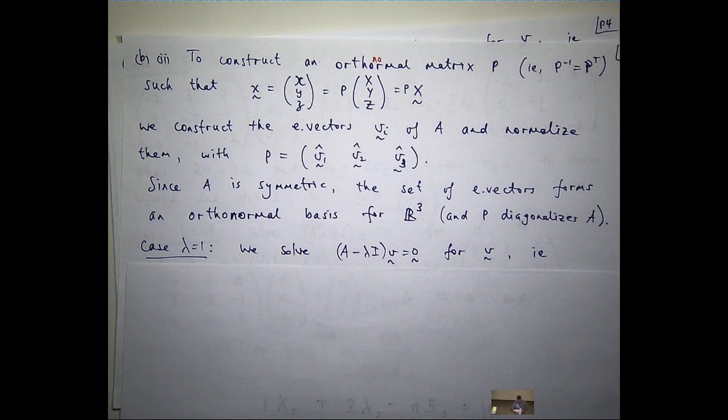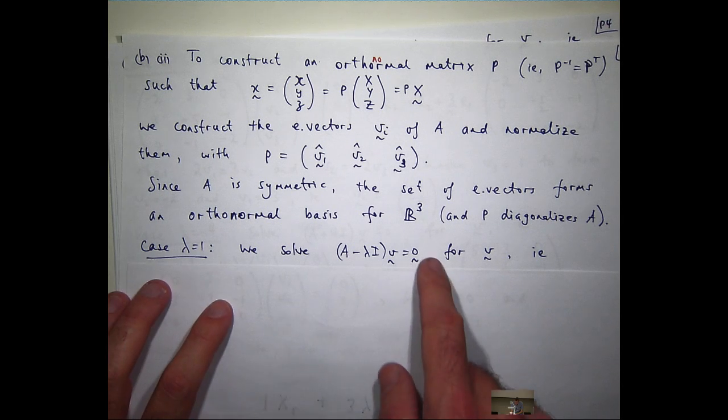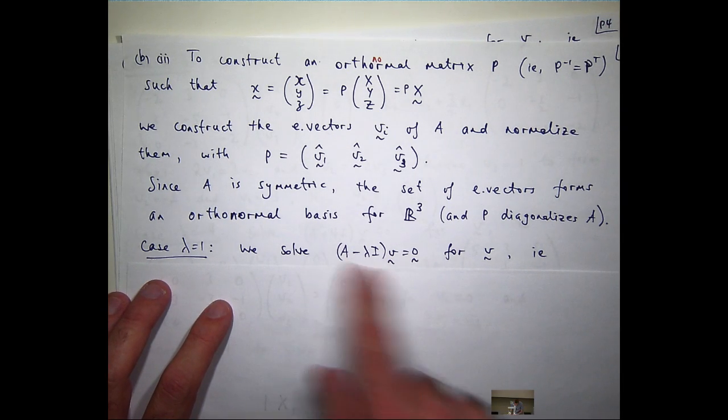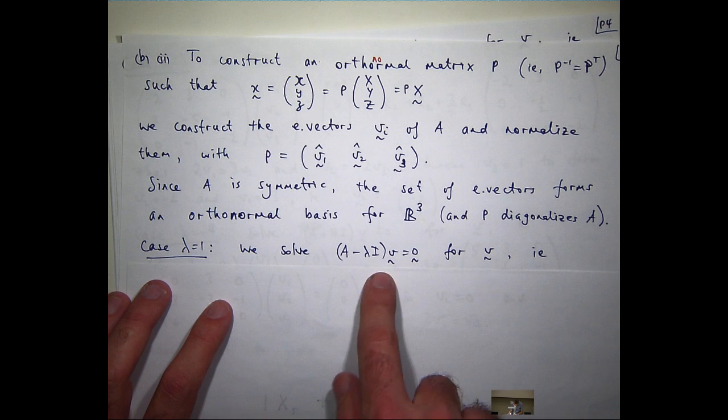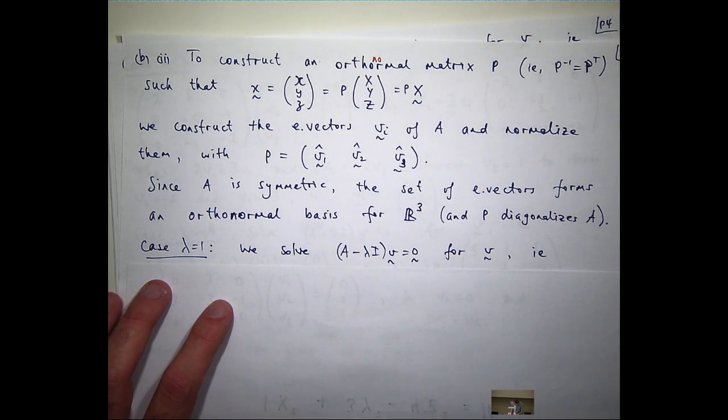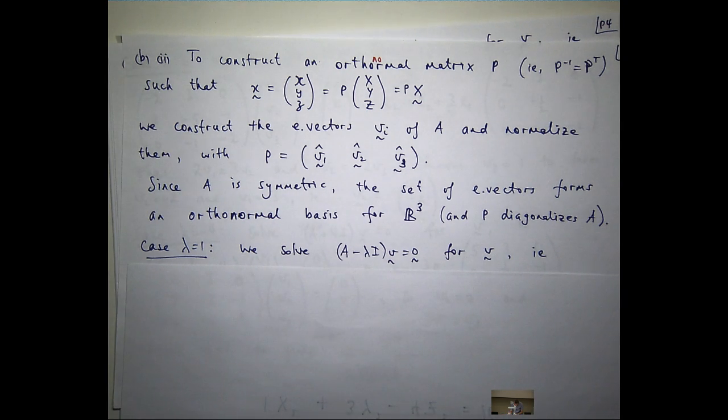So here I'm going to put in the specific values of my lambda. So lambda equals 1. You just solve this particular vector equation, right? You want to solve for the vector v. So whatever the v here, we'll call that v sub 1. That'll be our eigenvector corresponding to lambda equals 1.